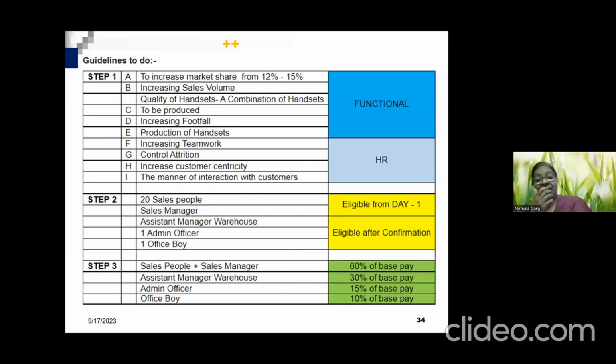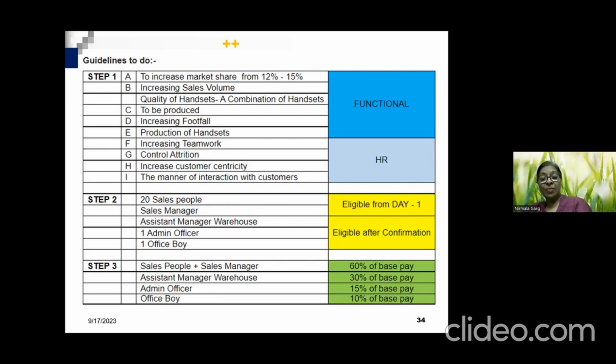And how will they do it? By increasing what? More number of people visiting their store. Then they find that there is a lack of teamwork. They find that while interacting with customers, the manner in which they are interacting is not very polite, a little rude. There are some salespeople who are quitting the company, so they have to be retained. There is no teamwork there. So these are some of the challenges from the HR perspective.